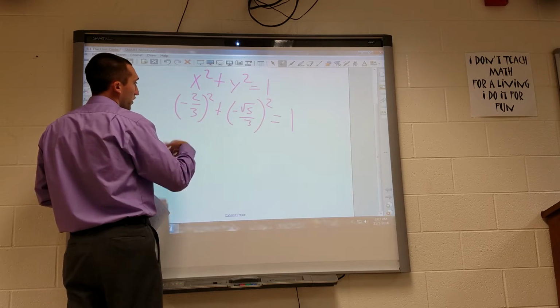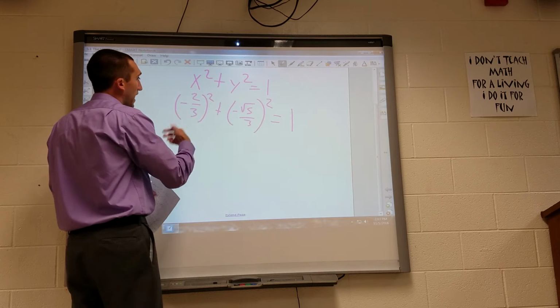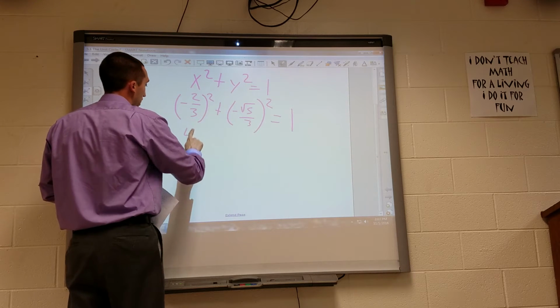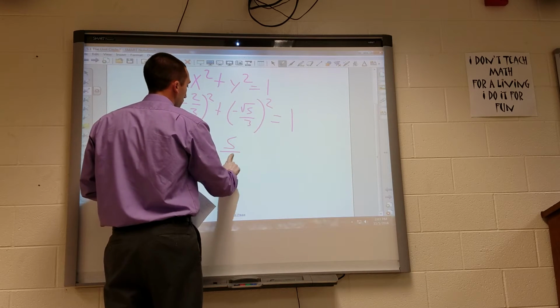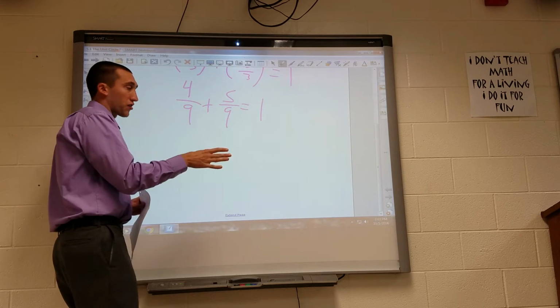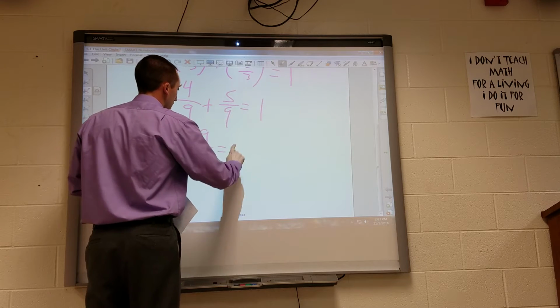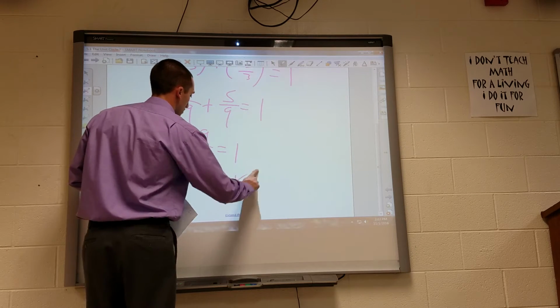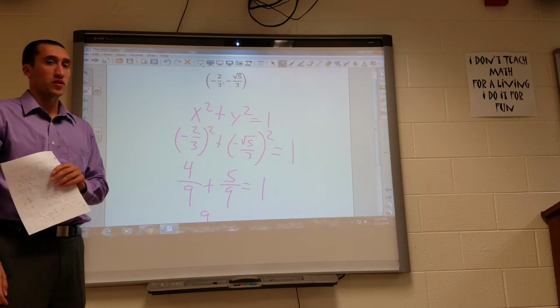And if I square this, since it's division, I'm allowed to distribute that square. And since it's negative, but a negative squared, it's going to turn positive. So we get a positive 4/9. We get a positive 5/9. So when you add fractions, you add straight across, keeping the common denominator the same. So we get 9 over 9. So we have proven this point is on the unit circle.